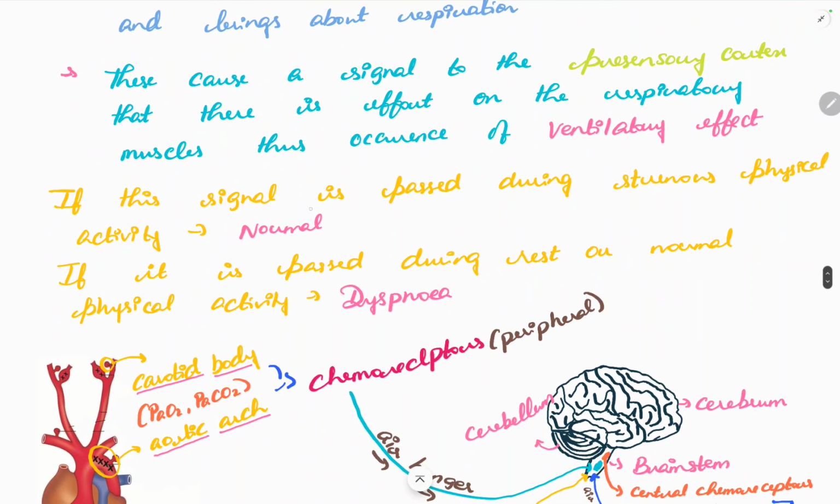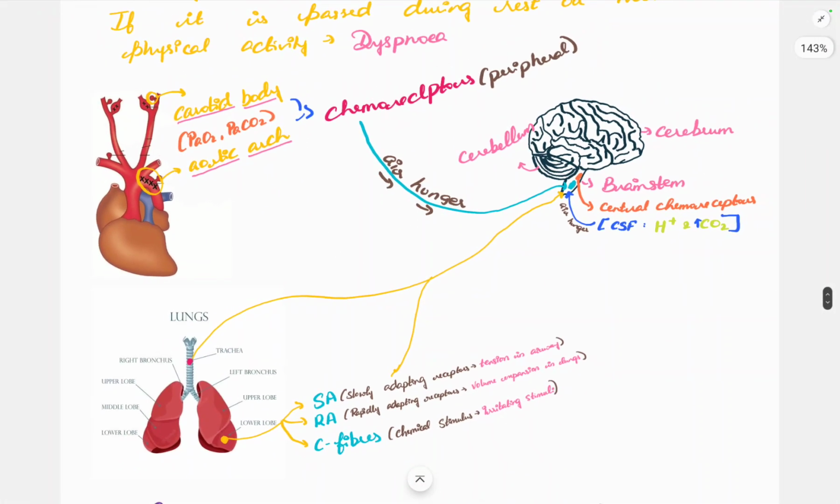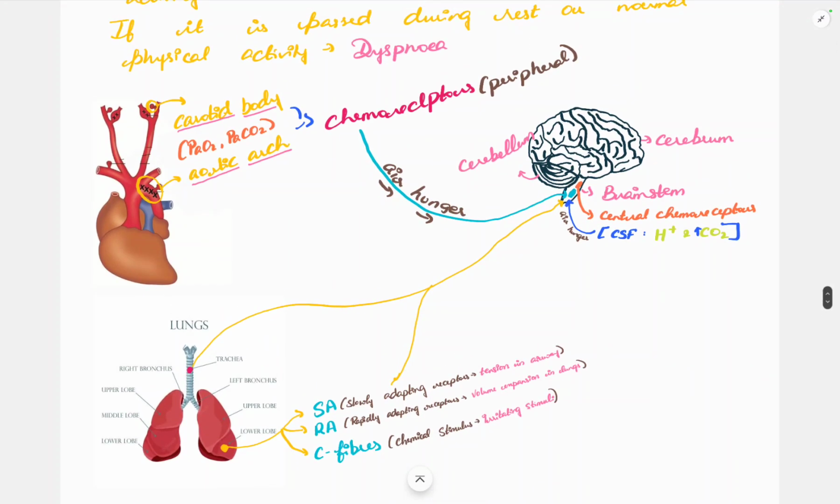If this signal is passed during strenuous physical activity, then it is completely normal. There's no problem. But if this same signal is sent when the person is at rest, or during very mild day-to-day activities, then that is what is known as dyspnea or breathlessness. So how are these signals mostly sent to the brain? First we're going to see chemoreceptors, and we're also going to see mechanoreceptors, such as the slowly adapting receptors, the rapidly adapting receptors from the lungs, and C fibers from the lungs.